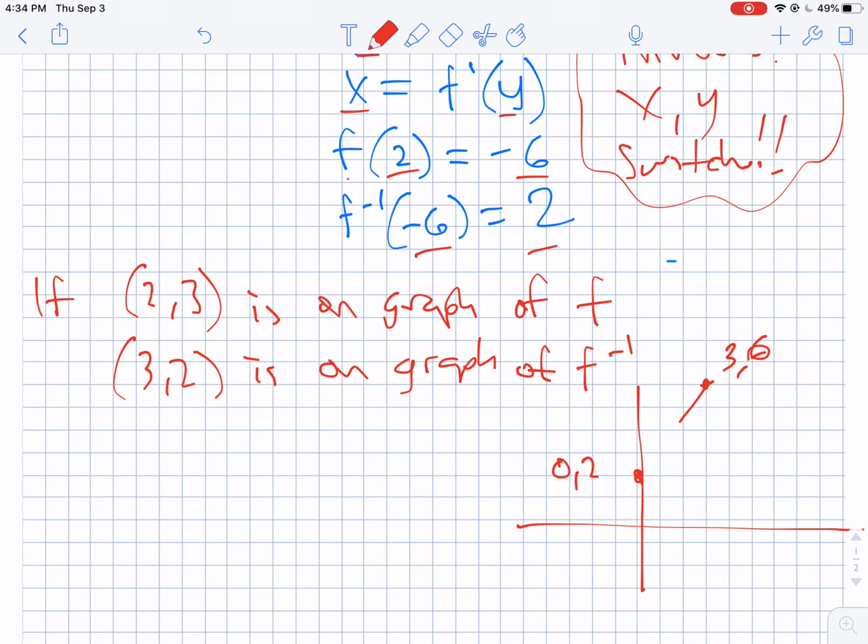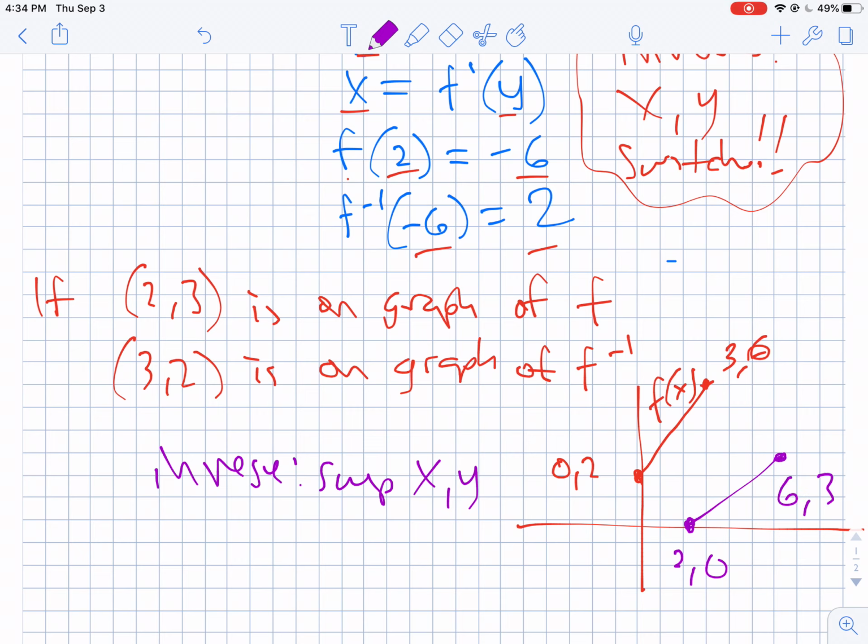If this is your graph of f of x, then if you want to see what the inverse graph looks like, again, all we're going to do is swap x and y. So instead of starting at 0, 2, we're going to start at 2, 0. Instead of ending at 3, 6, we're going to go over to 6, 3, 4, 5, 6. Okay, so there's 6, 3. So that's an example of the inverse graph. If you're curious, by the way, they reflect across the line y equals x. It's just kind of your picture mirrored over that line. Okay, so that's what's going on there.